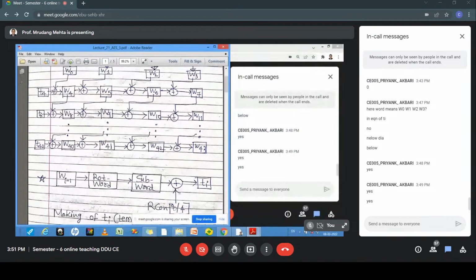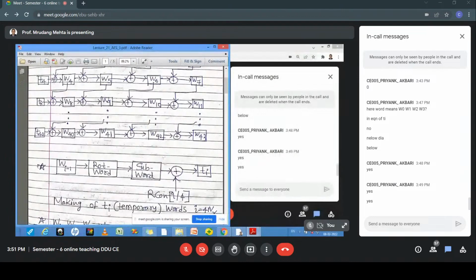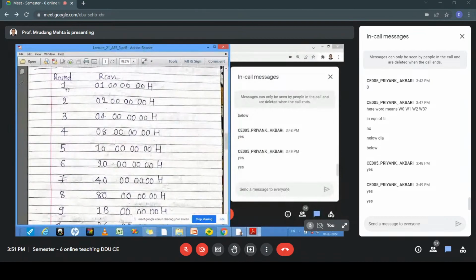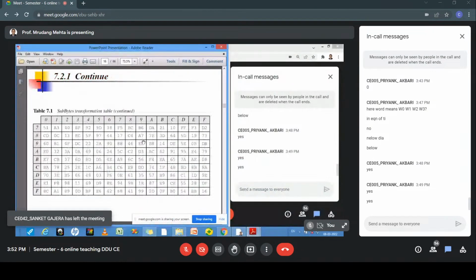Here we need 10 round constants. i equal to 4 by 4, 8 by 4, 12 by 4, 16 by 4, 20 by 4, right? So we get R1, R2, R3, R4, R5. Up to R7, it is straightforward. How do we get this value? It is very straightforward. Let me show you.